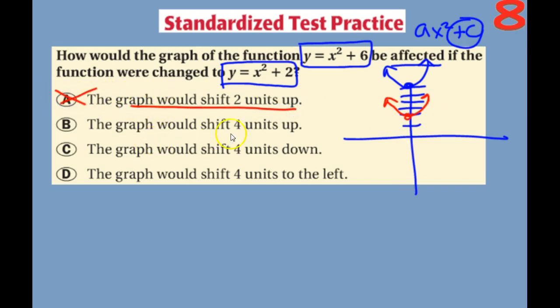Did the graph shift up 2? No. Did the graph shift up 4? Well, it was here and we moved down. So we're not moving up. The graph would shift 4 units down. That looks like a good answer because we're going this way. From 6 to 2 we went down. Or 4 units to the left? No, we're not going left and right. So our answer has to be C.